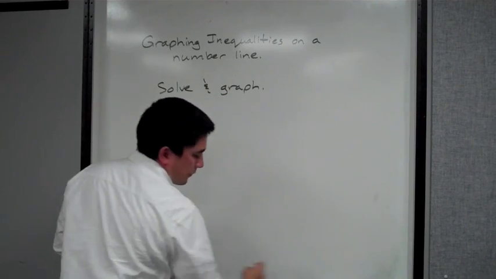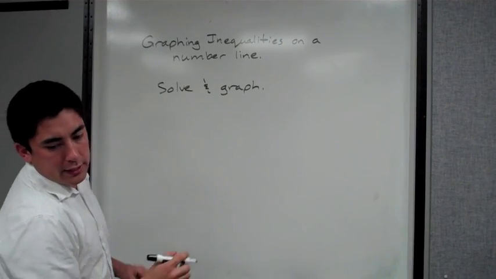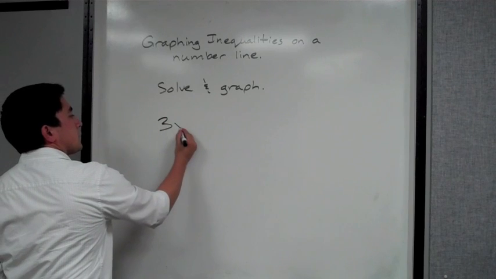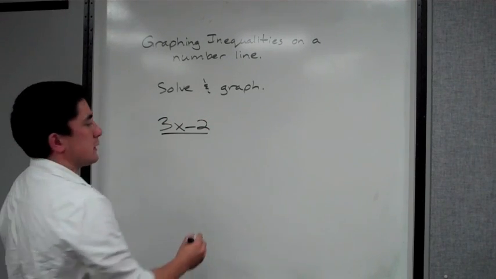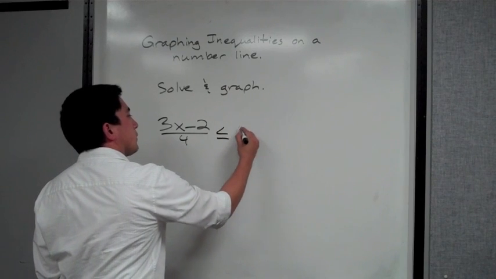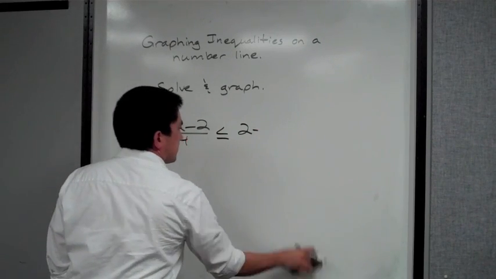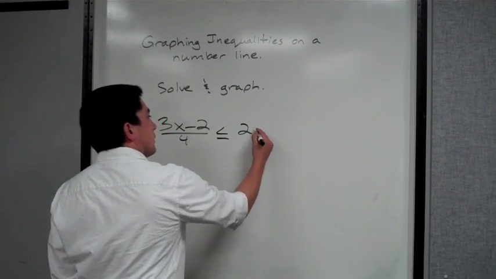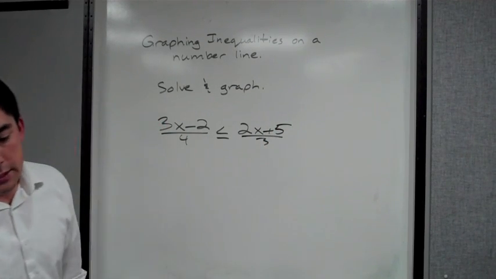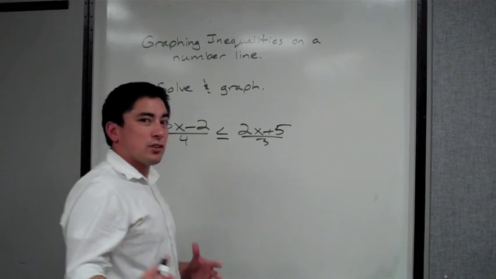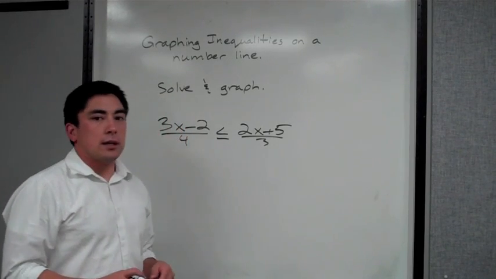Okay? So we have here 3x minus 2. This will be our last problem. Over 4 is less than or equal to 2x plus 5 over 3. Okay? Now there's a couple different ways you can actually handle this type of problem.